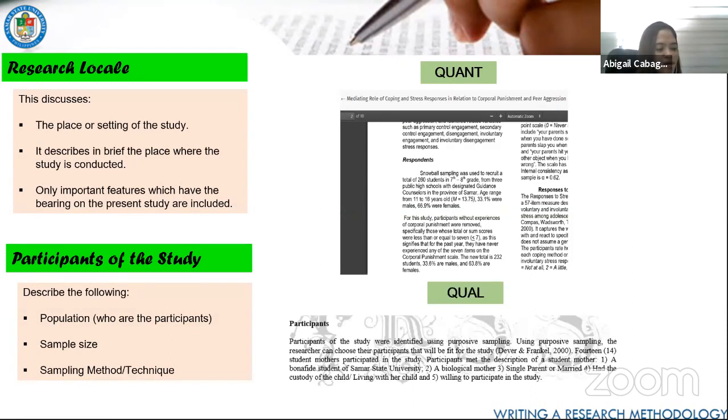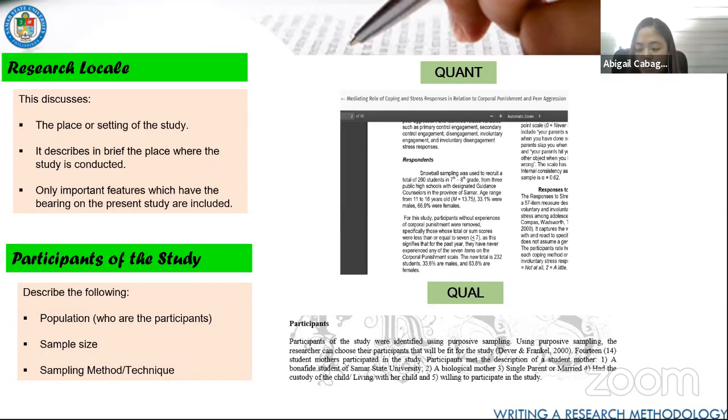How is it in qualitative method? So in qualitative method, in identifying your participants, most of the time it uses purposive sampling. So the researcher can choose the participants. In qualitative research, you need to come up with a selection criteria as to who your participants are. And in my study, I was able to present the selection criteria of who my participants are.